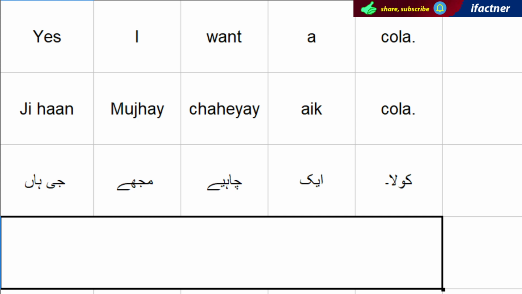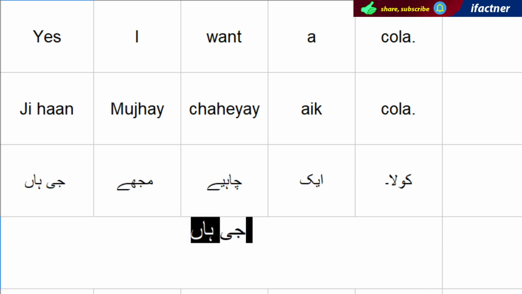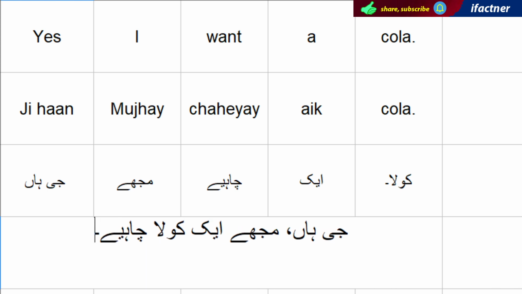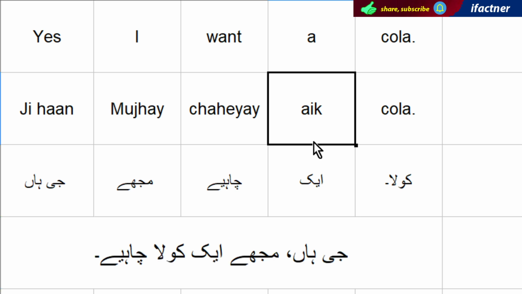We will say, so you can simply say हाँ or जी, जीम छोटी ये जी, हाँ अलिफ नून. जी हाँ. मुझे मीम जीम हे बड़ी है. मुझे एक अलिफ ये काफ एक. कोला, काफ वाव लाम अलिफ, कोला. And चाहिए is चे अलिफ ए छोटी ए बड़ी ए चाहिए. जी हाँ मुझे एक कोला चाहिए.